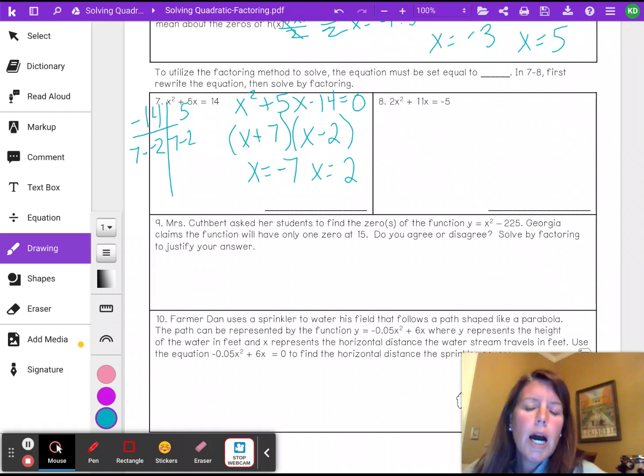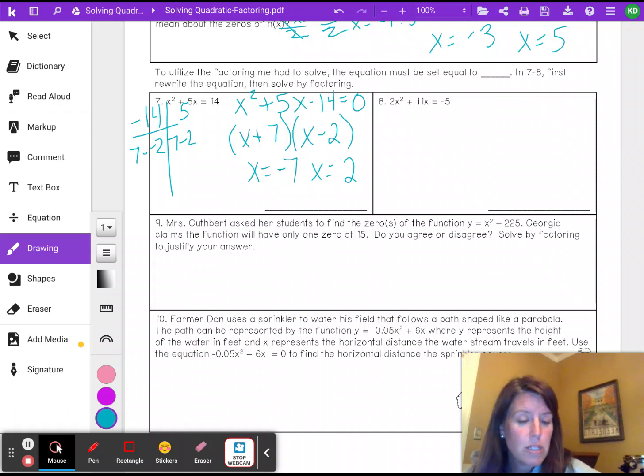Okay, so Ms. Cuthbert asked her students to find the zeros of this function, y equals x squared minus 225. Georgia claims the function will only have one zero at 15. Do you agree or disagree? It says to solve by factoring to justify. So I'm hoping that you all remember just by looking at this what this function is. X squared minus 225. Is 225 a perfect square?